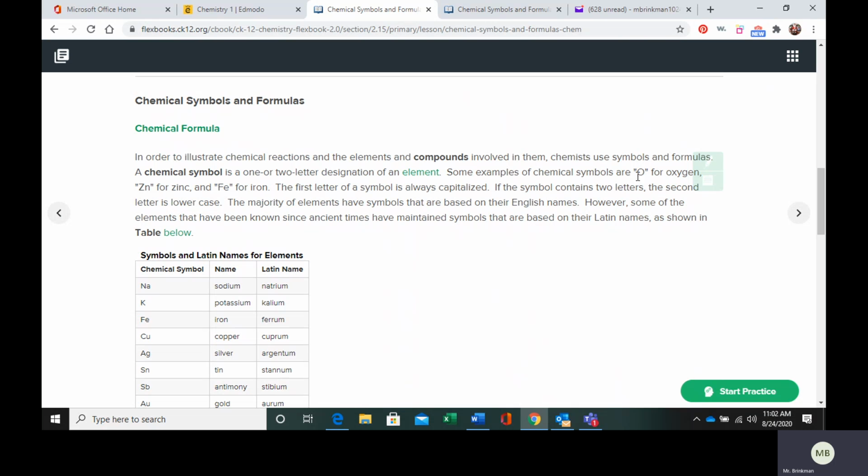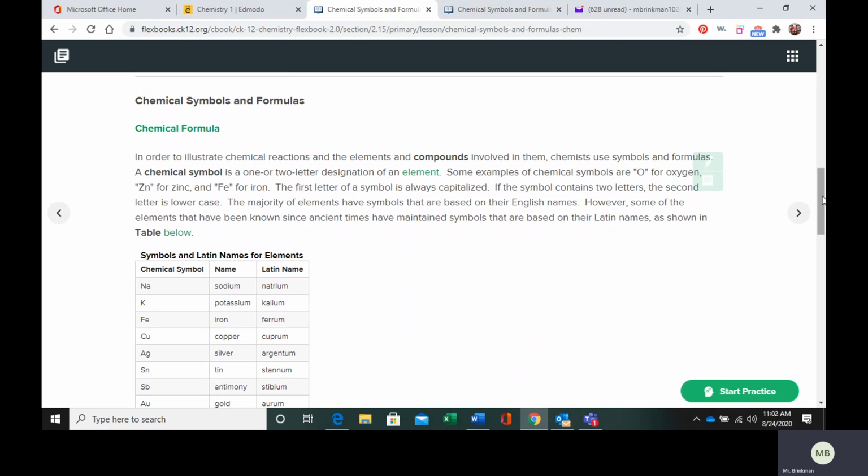A chemical symbol is a 1 or 2 letter designation for an element. We know that O is oxygen, Zn for zinc, Fe for iron. We also know H for hydrogen, C for carbon, N for nitrogen. The first letter in a symbol is always going to be capitalized. If the symbol contains 2 letters, the second letter is going to be lowercase.